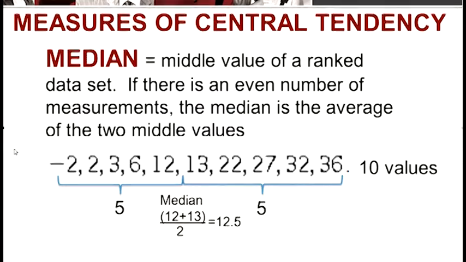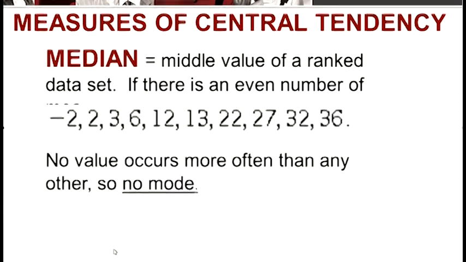So I'm going to type that. If there was a center number with an odd number of data values, the median would be that center number. Okay, does that make sense? Okay, good. All right.